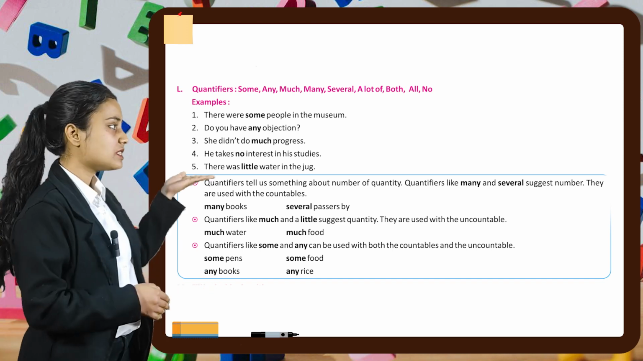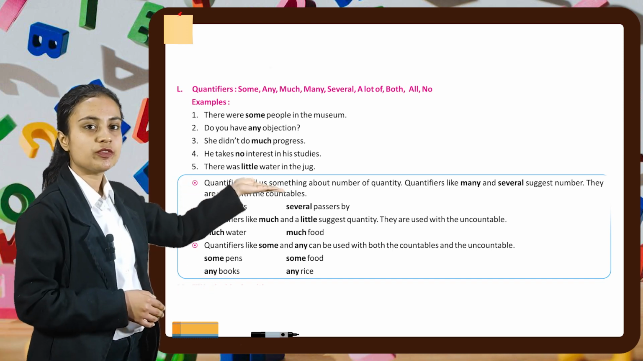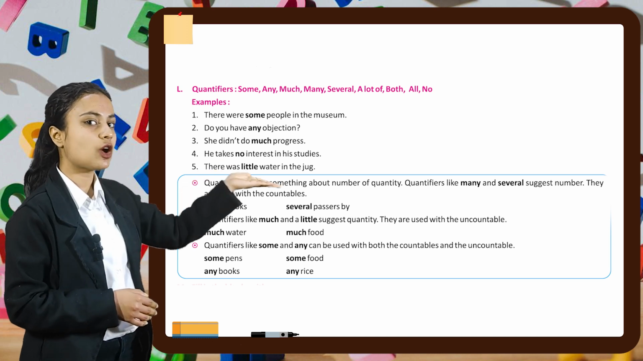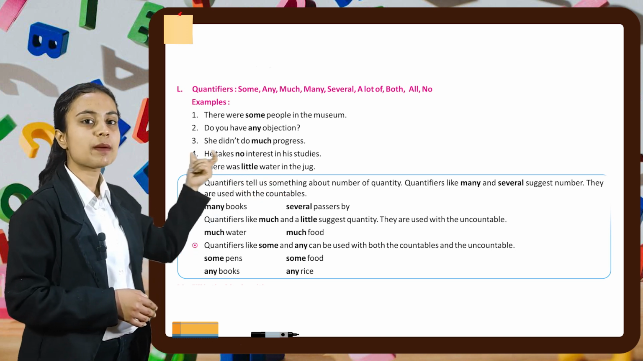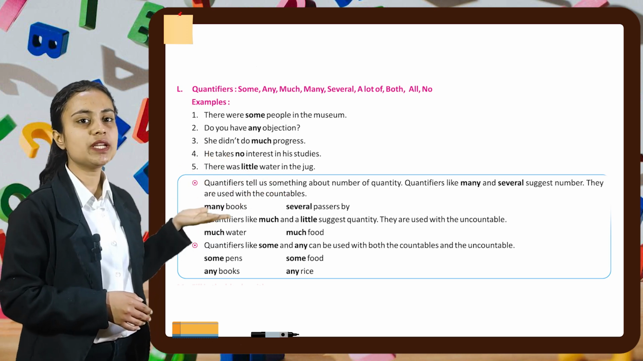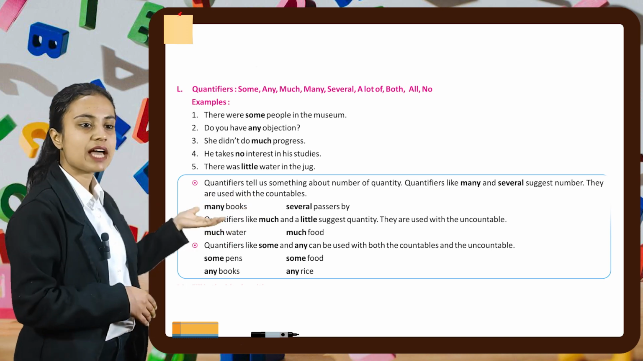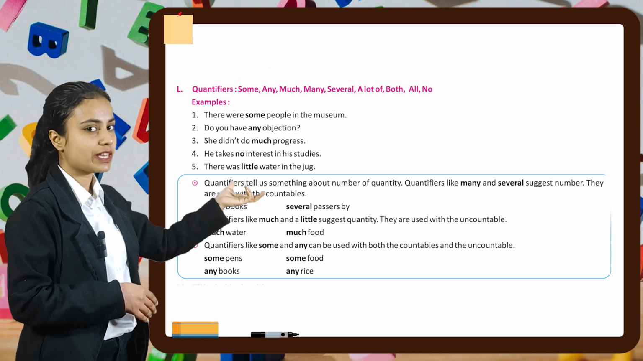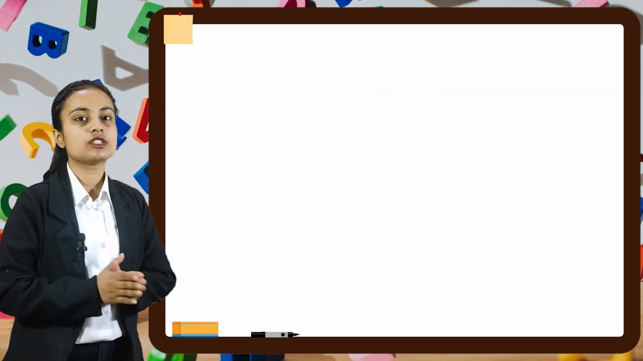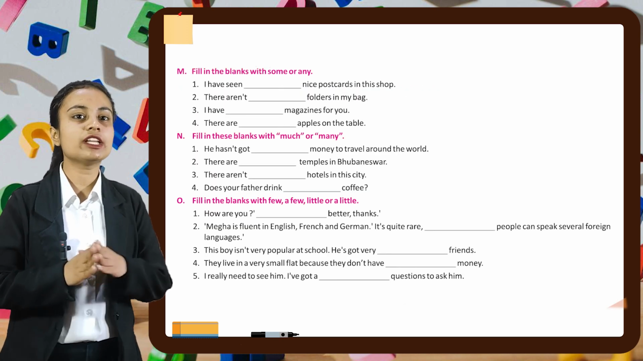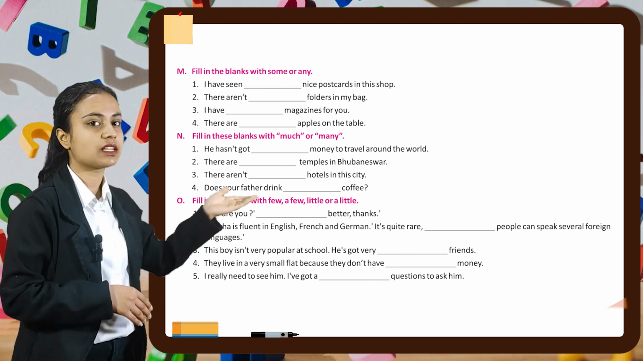For example, some pens, some food. We can count pens, but we cannot count food. So here some can be used with both. Similarly, any books, any rice. Here books can be counted, but rice we cannot count. So here also any we can use with both countables and uncountables.